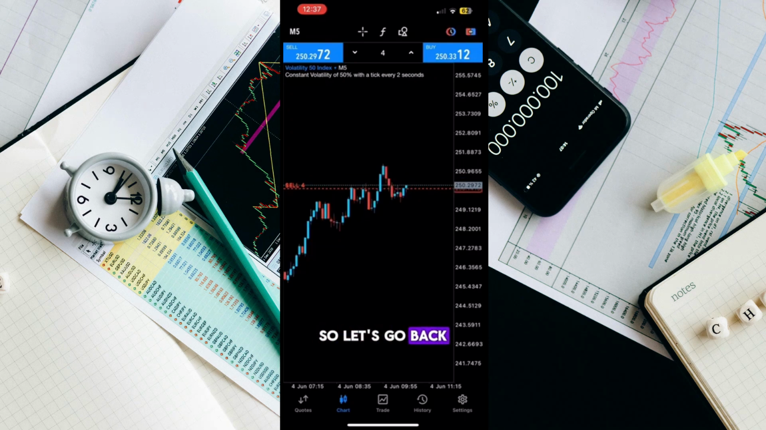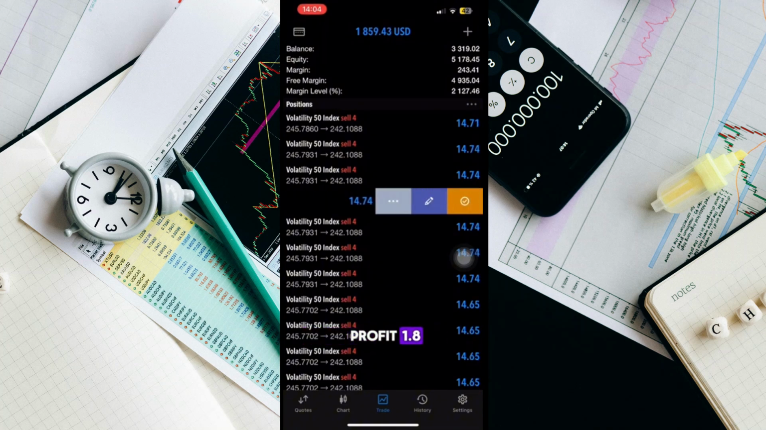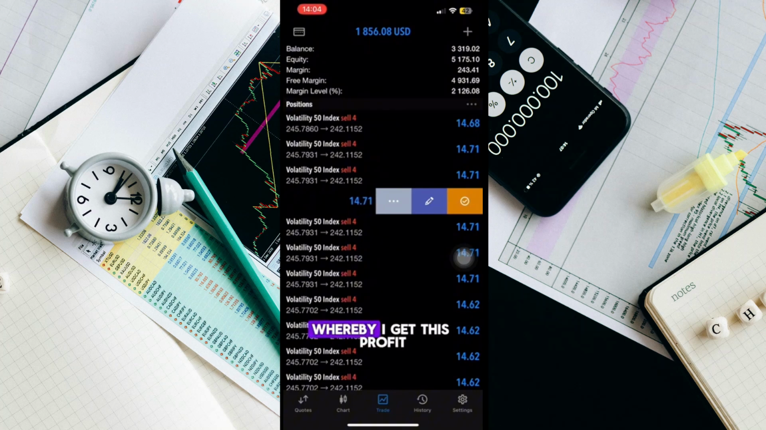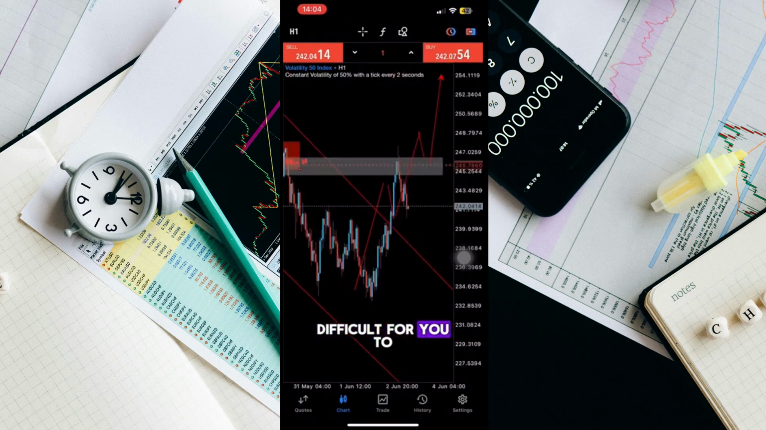So let's go back to our 4 hours so that we can see clearly, because this is minute 5. And then after some time, now we are in profit 1.8, which is a lot. So this kind of market is very interesting because this is actually just a retest whereby I get this profit. So it means when I'm actually going to trade the actual breakout, I'm going to have a lot. However, it is very difficult for you to catch a retest.